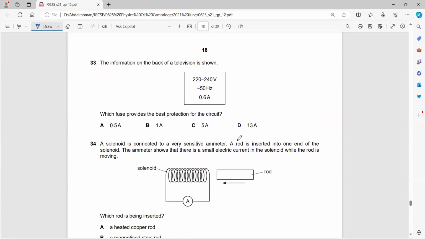We have a television set. Which fuse provides the best protection for this circuit? Resistance does increase in series; you add them up in series. For this television, you should choose the 1 ampere fuse. Why? Because it's slightly larger than the input for the television. The television needs 0.6 amperes. So whenever you add a fuse, you should add the fuse which is slightly larger than the input required for this television. Okay?